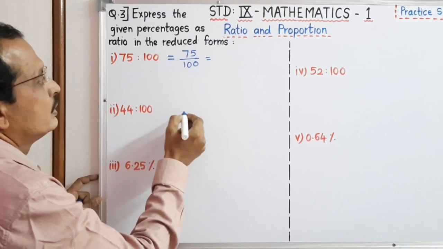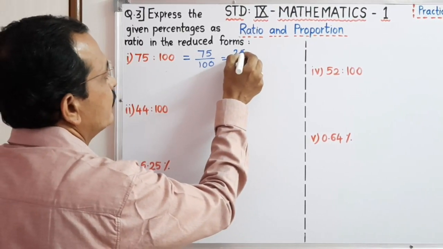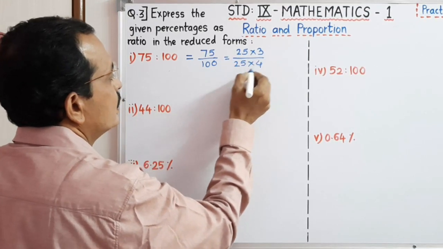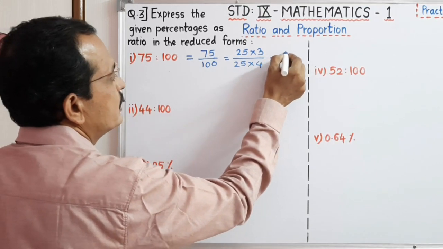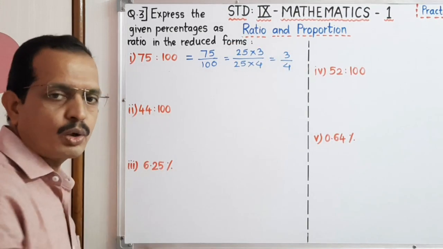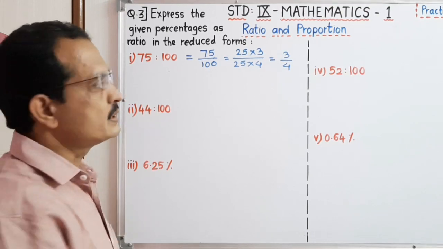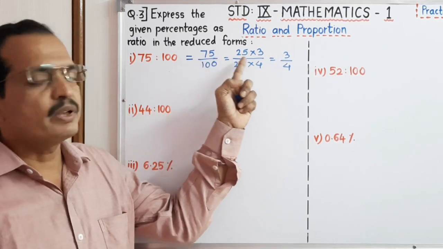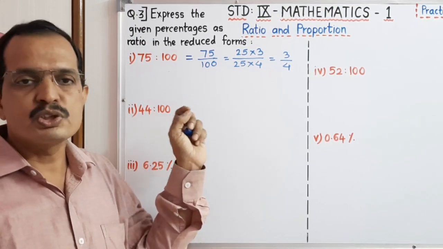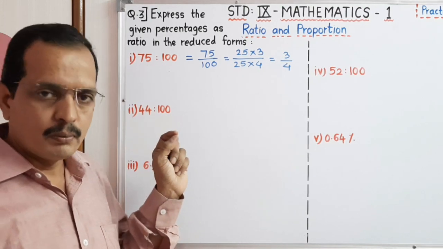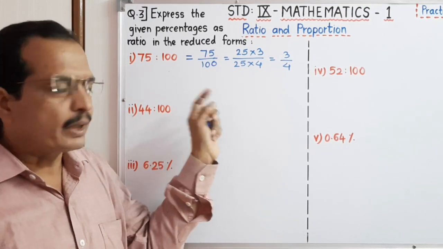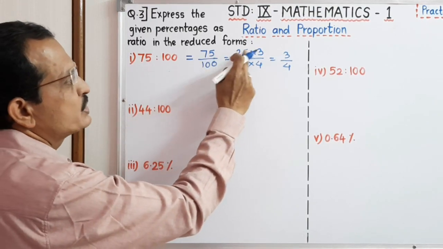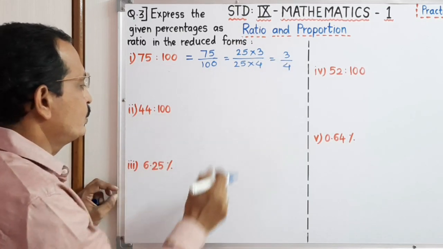Now, all of you know that 25 into 3, and here it is 25 into 4. This 25 gets cancelled, it is 3 upon 4, or 3 is to 4. This is the percentage ratio. As you observe, dear student, simplification is important, and for that purpose you must know the tables. Without that you can't solve this, therefore practice is important. Now see here, 75 upon 100, 75 means 25 into 3, and here it is 25 into 4.